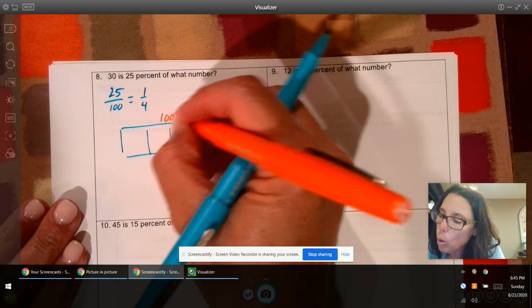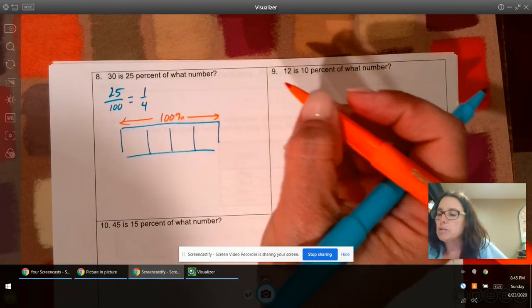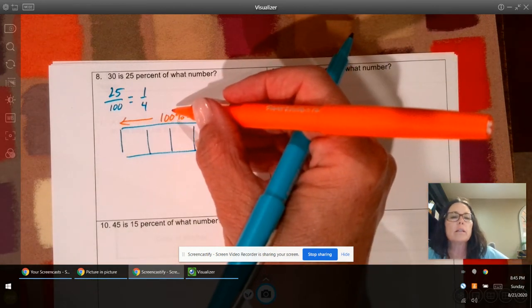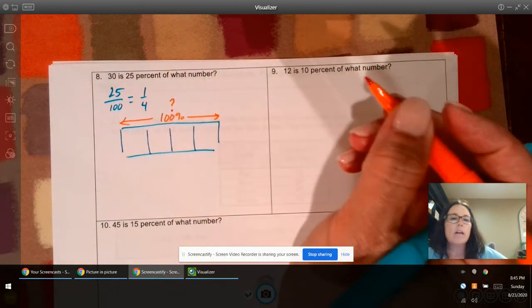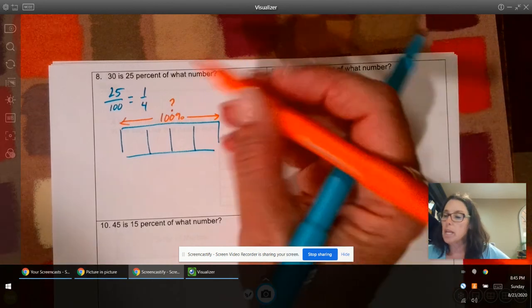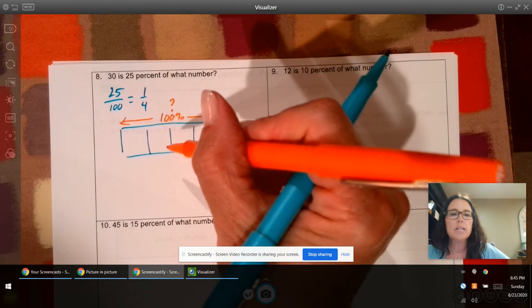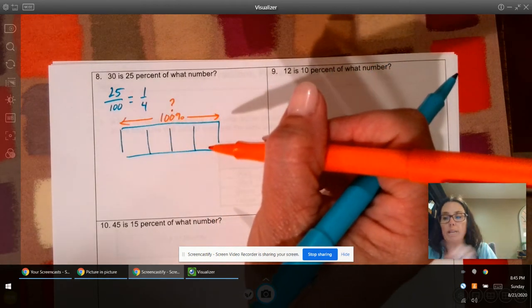This whole thing is 100%. But do we know the number that goes with the 100% yet? No, we do not. We do not know that number yet. Okay, but we do know 30 is 25%. How much percent is in each box if there are 4 boxes? 25%.